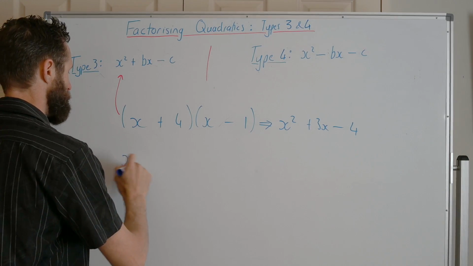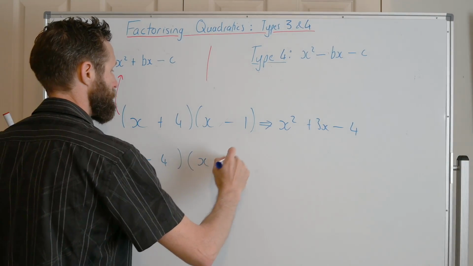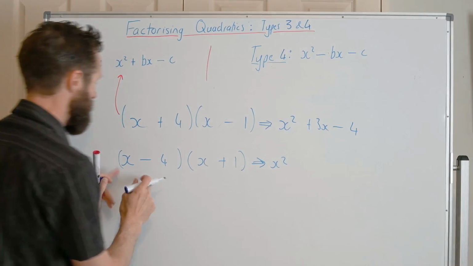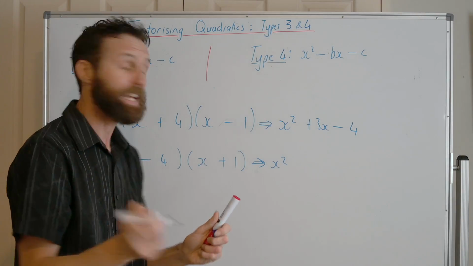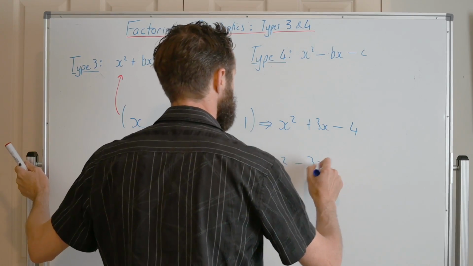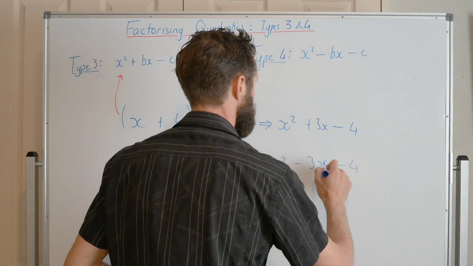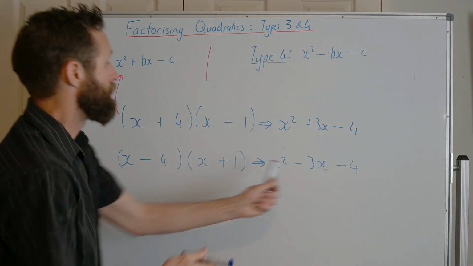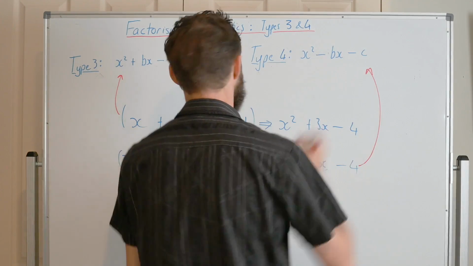Now I'm going to switch these signs around and do another one. So instead of having a positive 4, I'm going to have a negative 4. Instead of a minus 1, I'm going to have a positive 1, and we'll expand that and see what happens. Well, we get x squared again. Outers is plus 1, inners is minus 4. 1 minus 4 is negative 3, so we get negative 3x, and then minus 4 times 1 is minus 4. Okay, so you see that we're getting minus minus, which is this one here. So this is this type here.